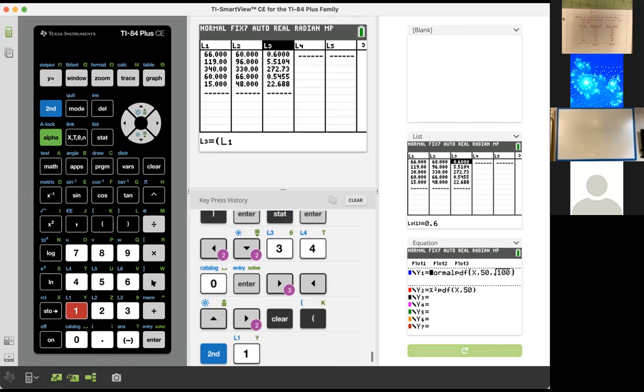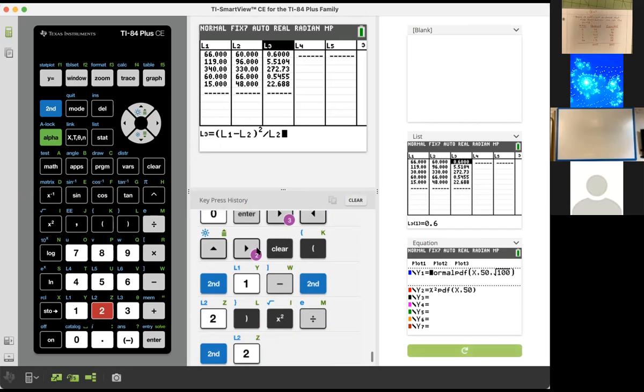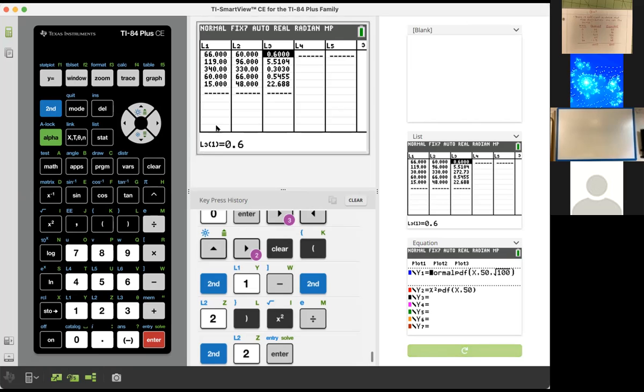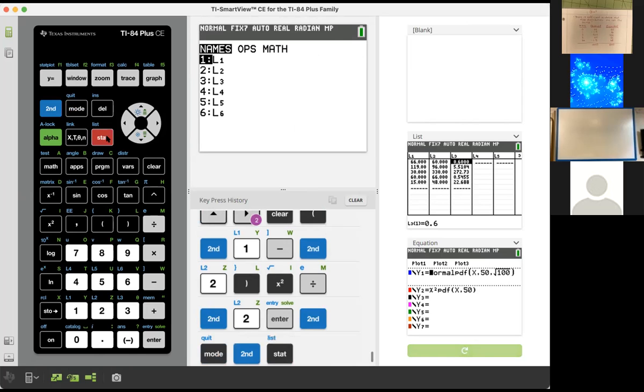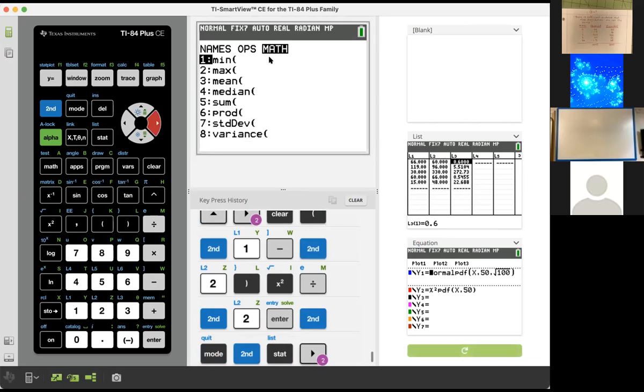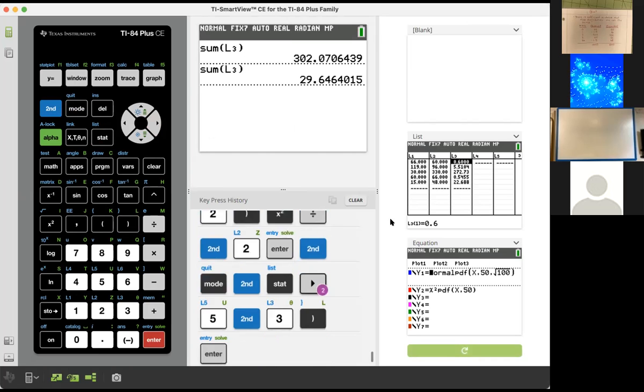List 1 minus list 2, squared, divided by list 2. Now I have these numbers adjusted. Now let's go and quit and go back and sum list 3 again. So just to show you again, sum is under list, math, 5, sum list 3. I could have just done second function entry. There's my 29.6464.